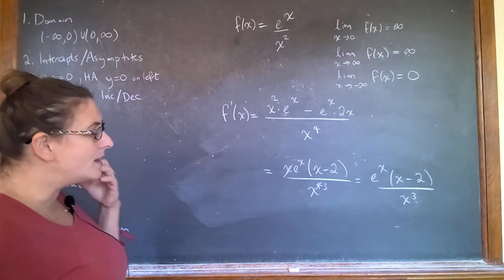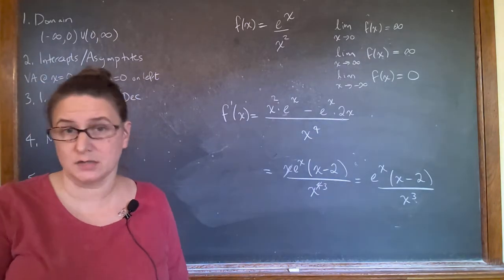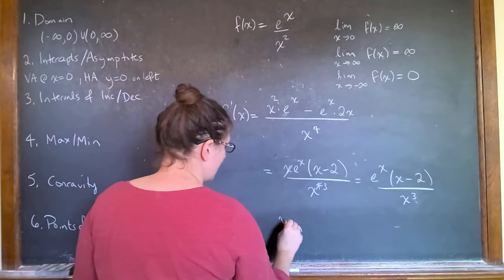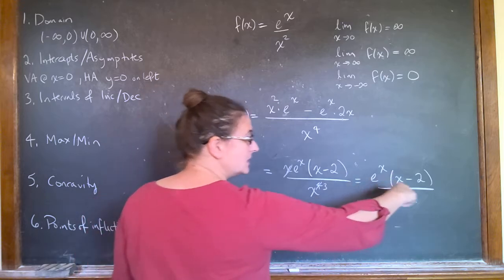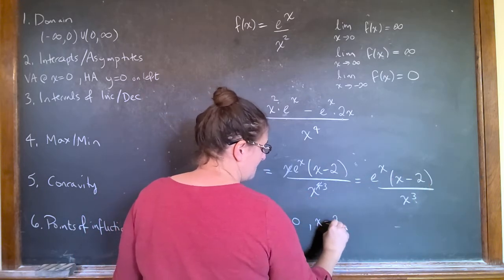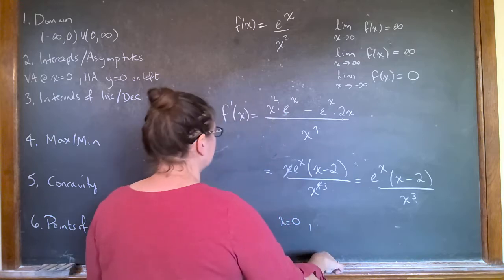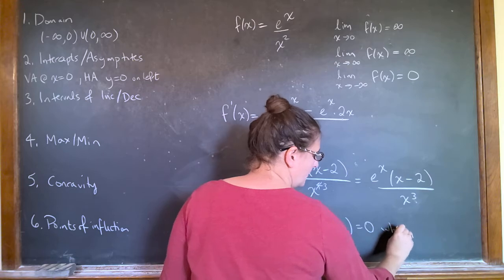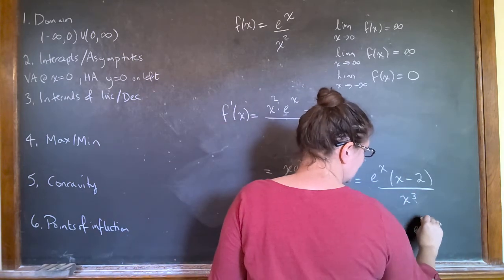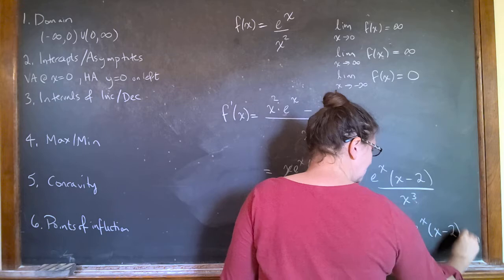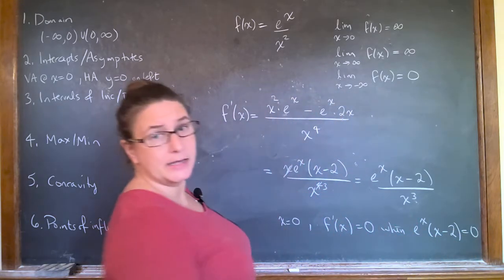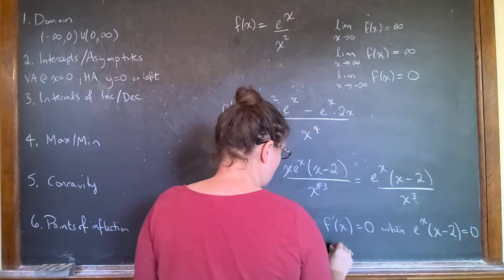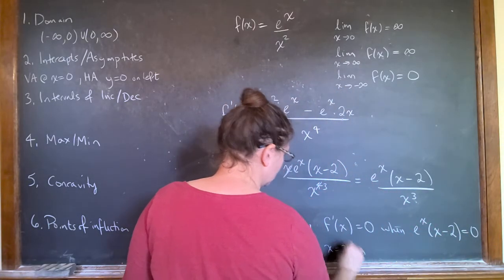Well, what do I want to know? I need to know the critical points, so I need to know where this is not defined and where it's 0. Obviously, it's not defined at x equals 0, right? And it's equal to 0 at x equals 2, right? So let me write that a little bit more carefully. The derivative is equal to 0 when my top is equal to 0. So it's e to the x times x minus 2 equals 0. E to the x, though, is never equal to 0. So that just leaves x minus 2 equal to 0, or x equals 2.